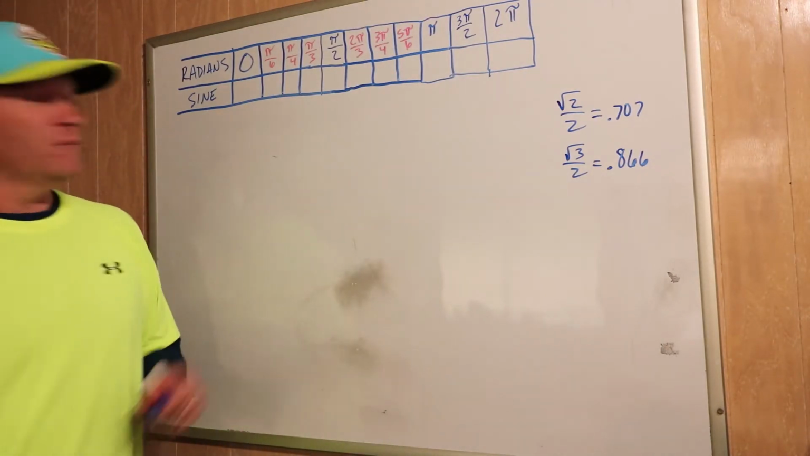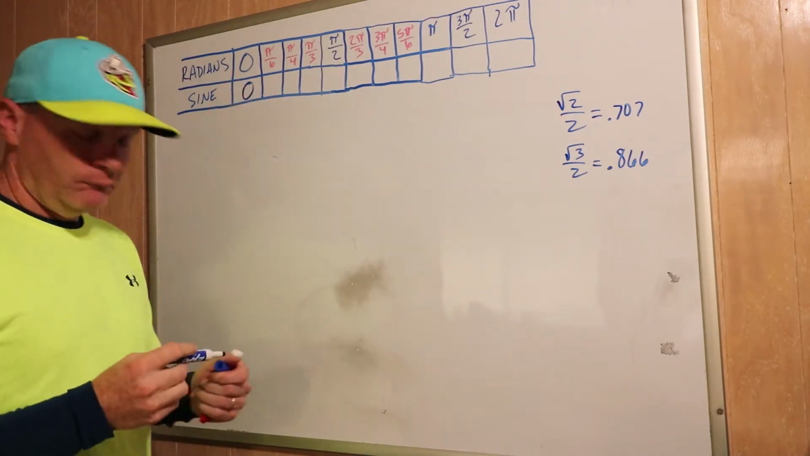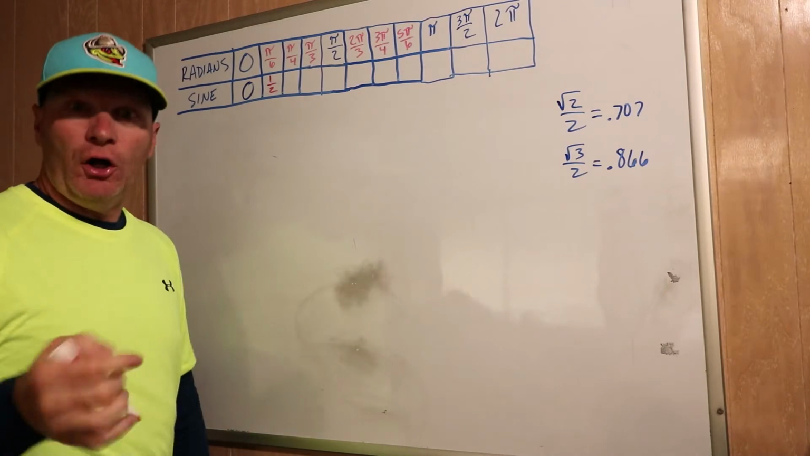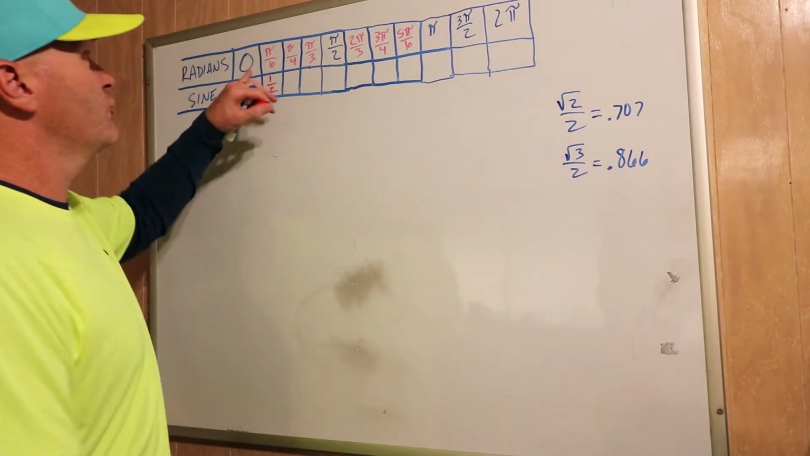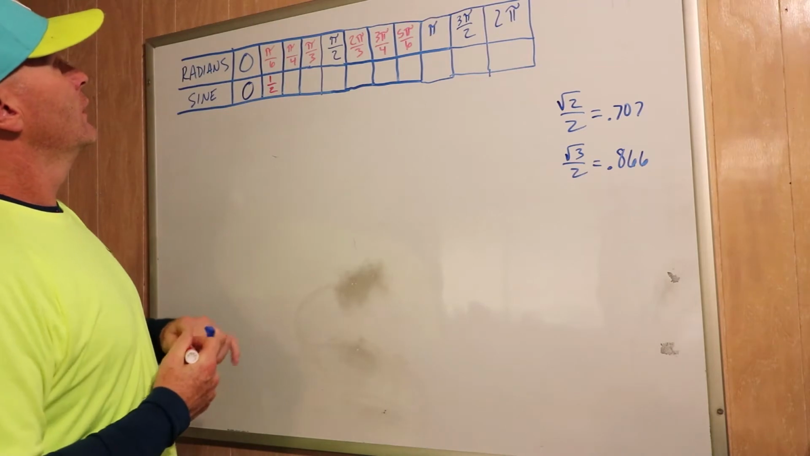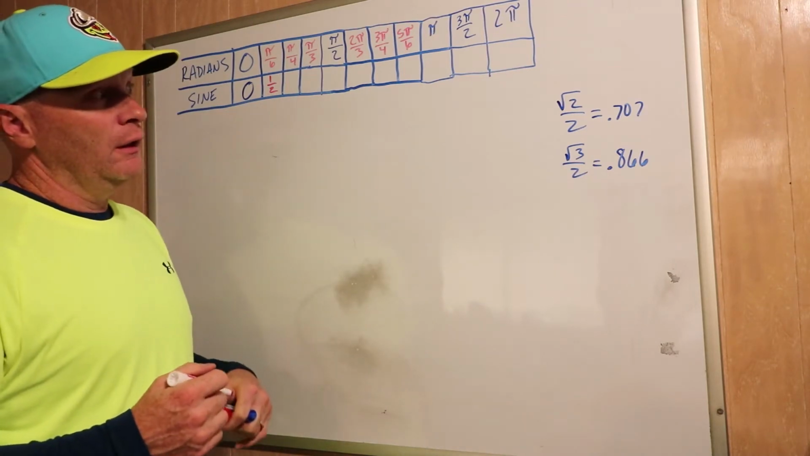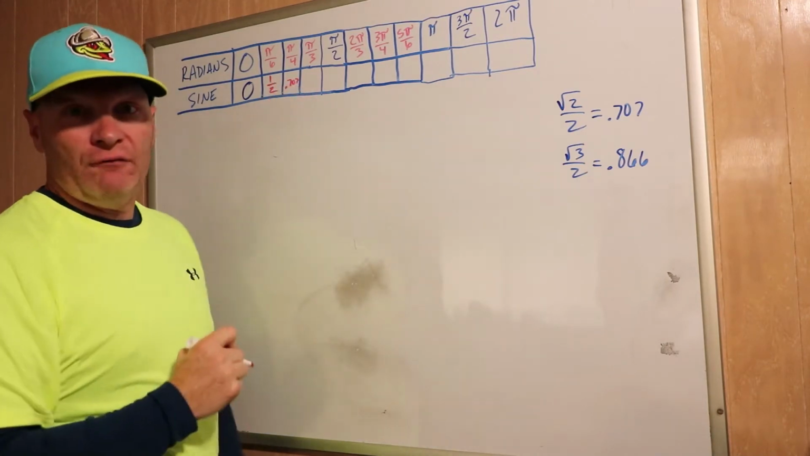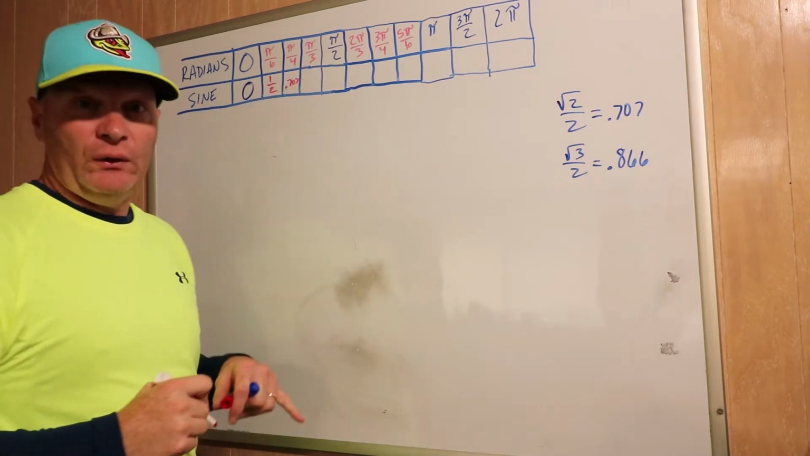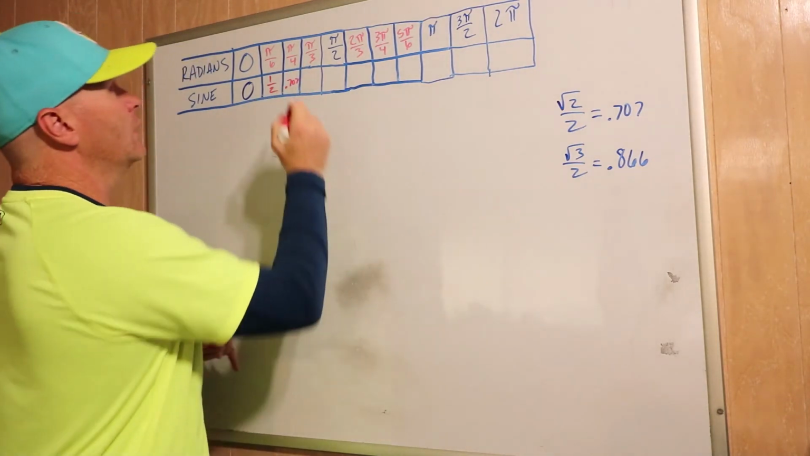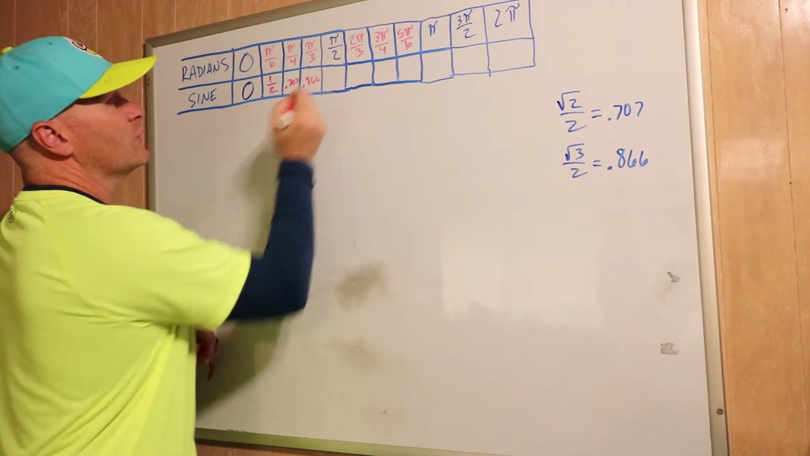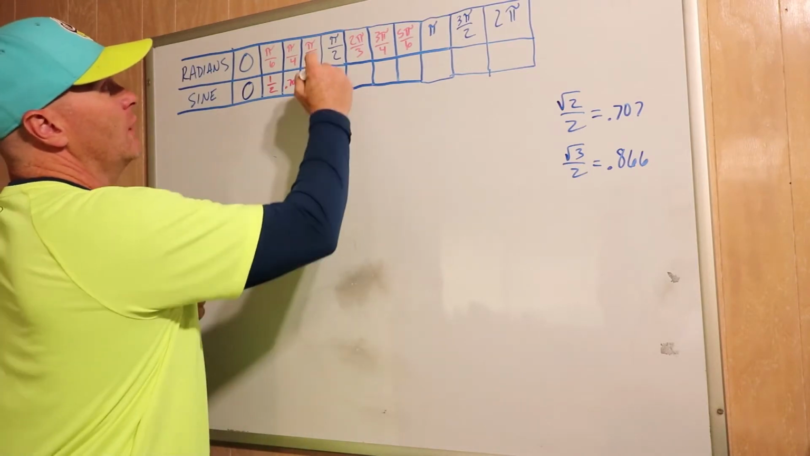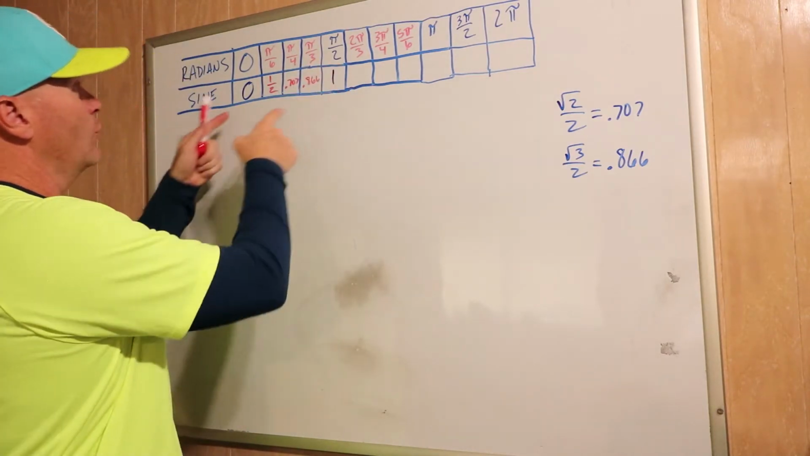A lot of these you should have from your unit circle and special triangle sheet. The sine of 0 is 0. The sine of pi over 6, which is 30 degrees, is 1/2. The sine of pi over 4 is square root of 2 over 2, which is 0.707. The sine of pi over 3, or 60 degrees, is square root of 3 over 2, which is 0.866. The sine of pi over 2, or 90 degrees, is 1. That's one of the other important numbers.